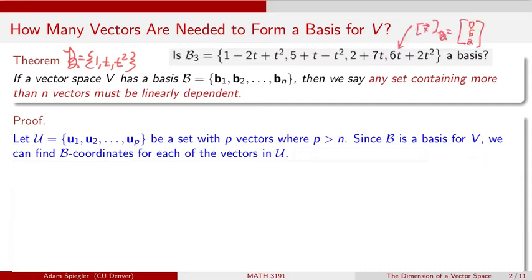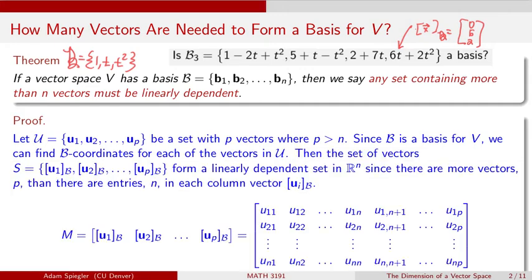So for example, with our polynomial vector space, we could take one of these basis vectors like 6t plus 2t squared and write it as a linear combination of our standard basis, which would be 0, 6, 2. And so now we've got a column vector that has 3 elements, this 3 being the number of basis elements, the number of vectors in our first basis.